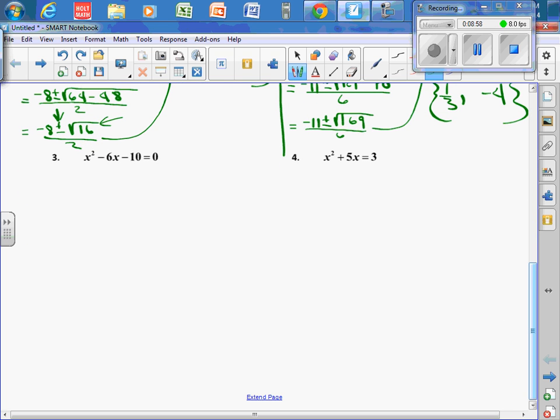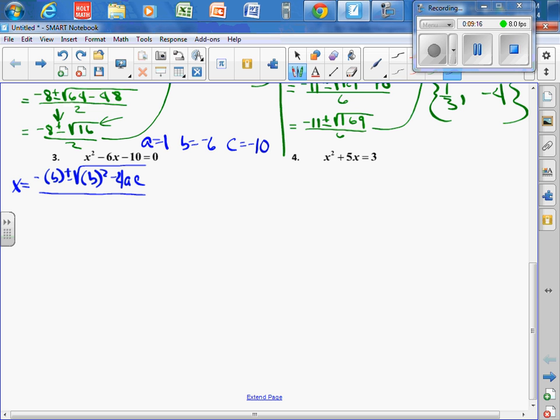Number 3. Let's keep track of what A is. B is negative 6. C is negative 10. X equals negative B plus or minus the square root of B squared minus 4AC all over 2A. I would write out the formula every single time. 1, it gets you to remembering, planting into your long-term memory what the formula is. And then also it gets you used to using formulas correctly.